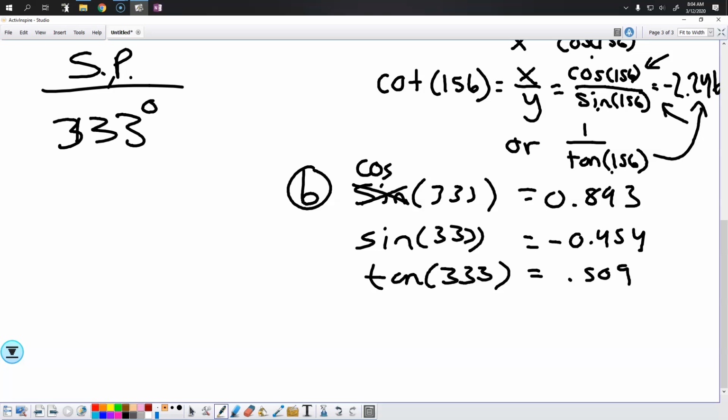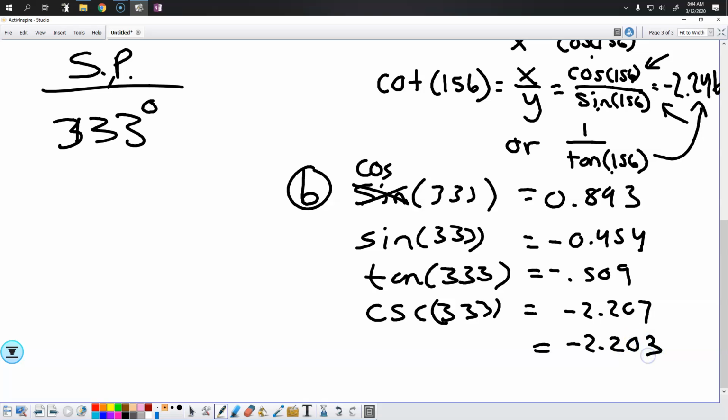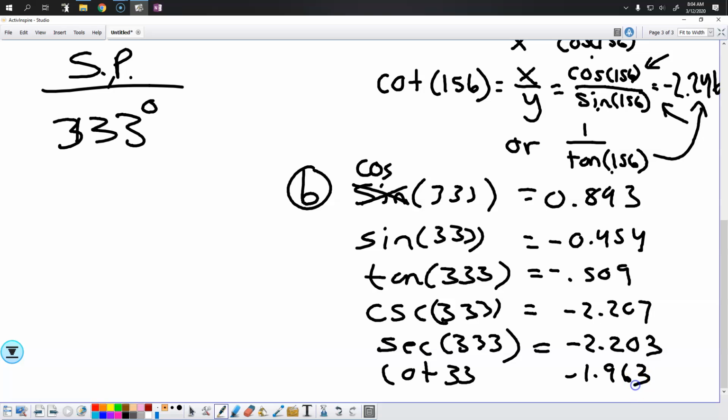And Kalani, what did you get for your cosecant? Okay. Yeah. Is it negative? We agree that tangent is supposed to be negative, guys? Gabrielle, what did you get for secant? Okay. And how about Melanie? What did you get for cotangent? Okay, so there you guys go with those.